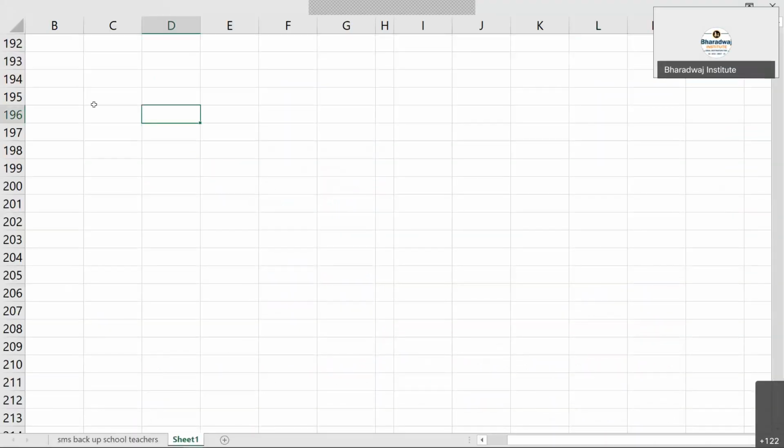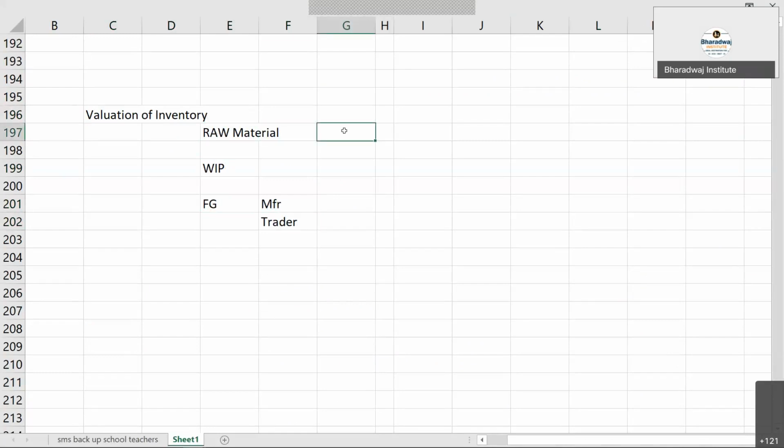Okay. This can be either raw material, or work in progress, or finished goods. Finished goods can be for a manufacturer or for a trader. How to value? We are going to learn about how to value. So inventory includes raw material, work in progress, finished goods of a trader available for sale, that is, of a manufacturer available for sale, and of course consumables also. Consumable means oils, lubricants, etc. and all, like indirect materials.